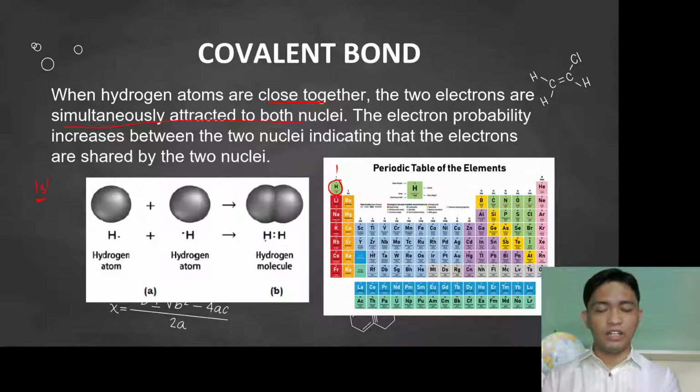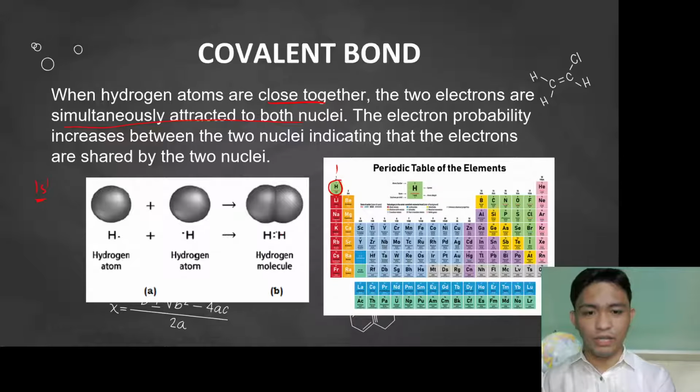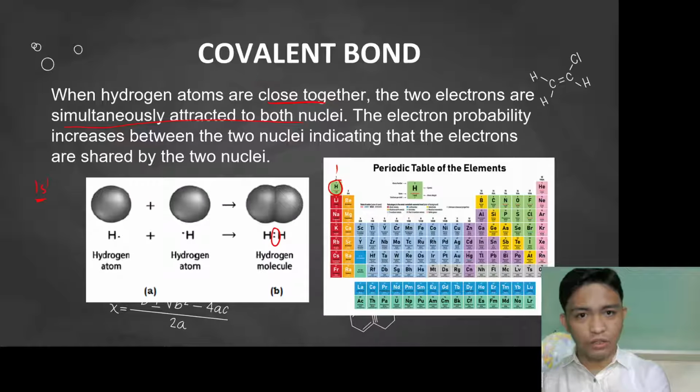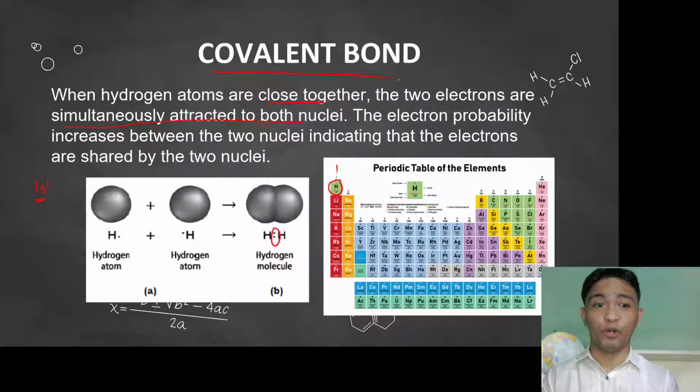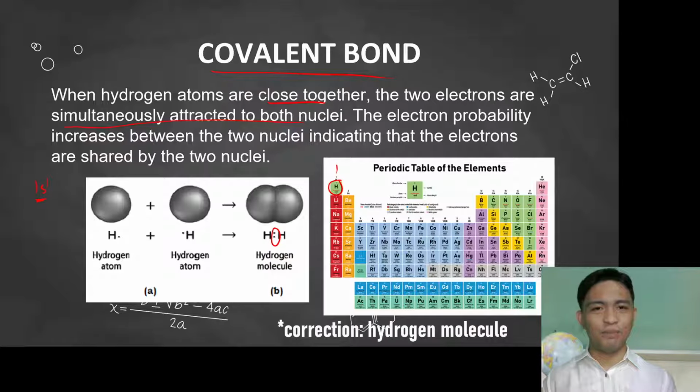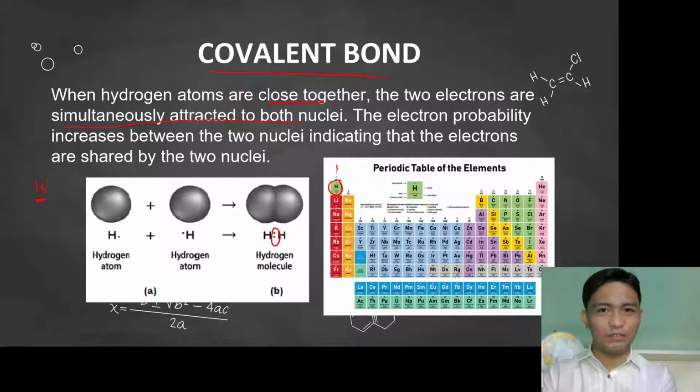So, sinare niya yung kanyang electron sa isa, sinare ng isa yung kanyang electron, pareho sila nagkaroon na ng 2 electrons. Okay? So, that is how, and this bond, the sharing, results to a covalent bond. That's when you form your water. Okay? So, yun yung pinagkaiba niya. Kapag ionic, may transfer. Kapag covalent, it is simply sharing.